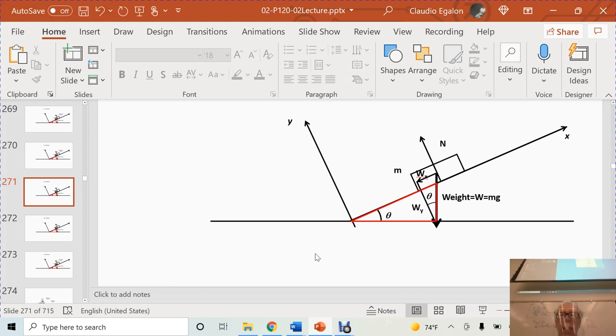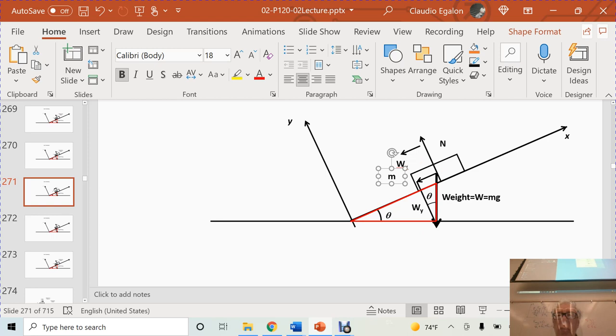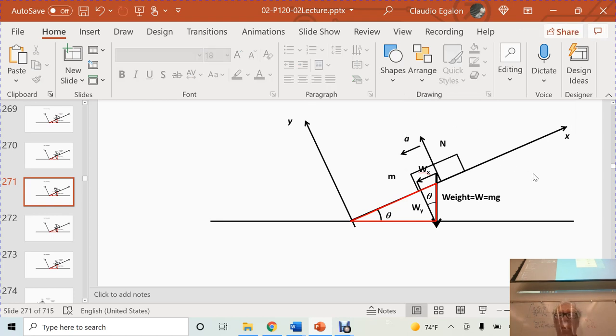Okay. So we can put an arrow for the acceleration. We go like this one here. That's what we usually do in those problems. We indicate the acceleration of the object as being a. Actually, the acceleration is negative because it's against the x-axis. Let's see. Yeah, we don't need that.